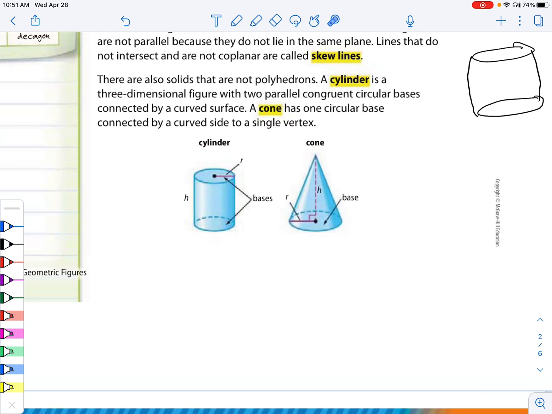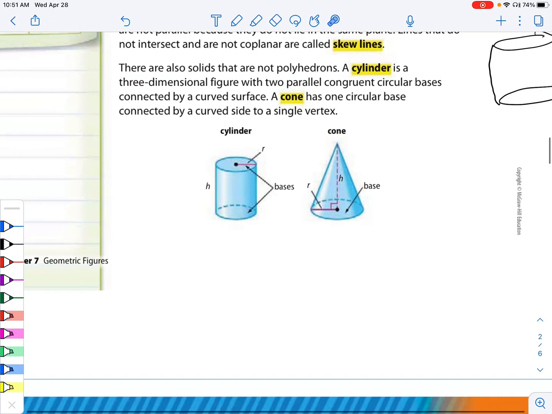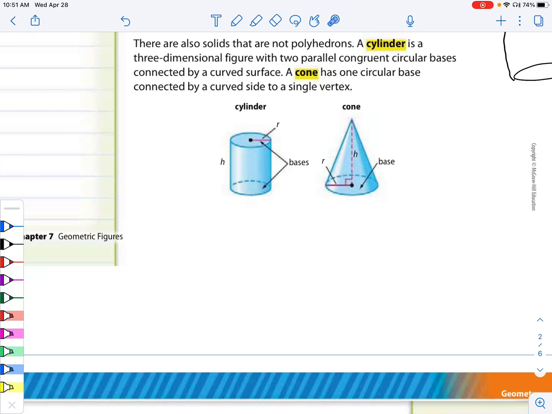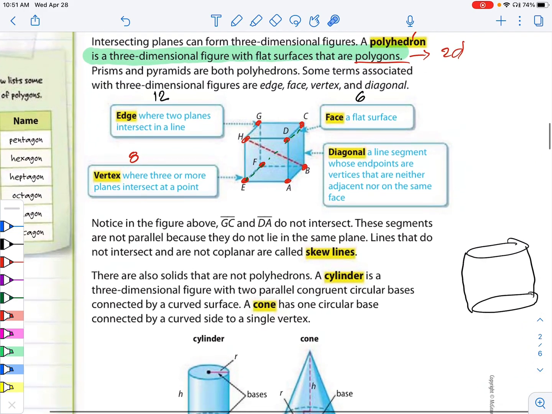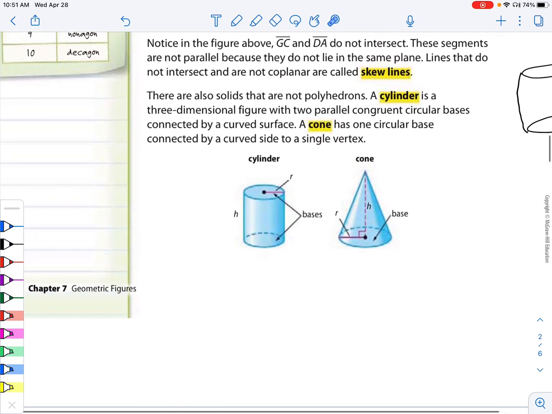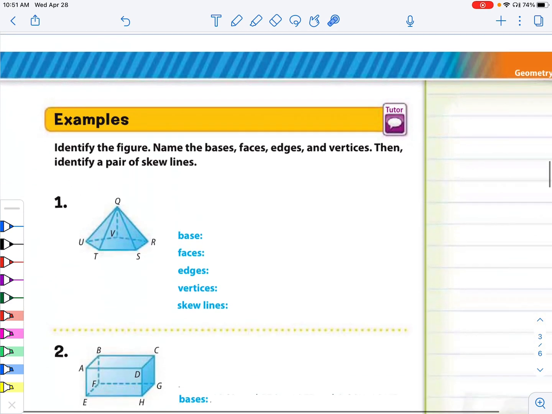A cone, for example, you know what it looks like. This is a cone because it has only one base. It has only one circular base connected by a curved side to a single vertex. So this is your single vertex, and a party hat is a good example of a cone. Lot of definitions. Rewind the video if you need to understand these definitions more.